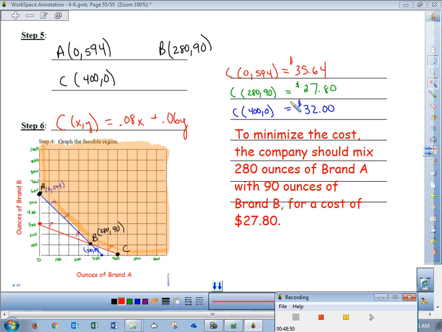Here's all 3 costs, and the one that minimized the cost, right, because that's what they're asking, is the green guy. So to minimize the cost, I wrote that in a complete sentence.